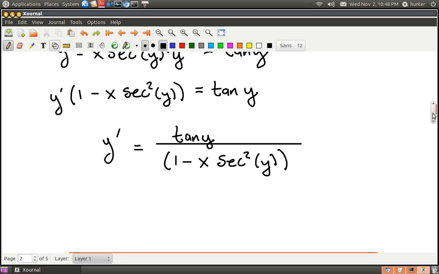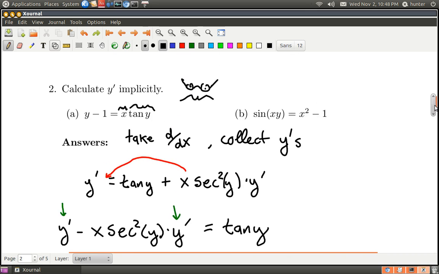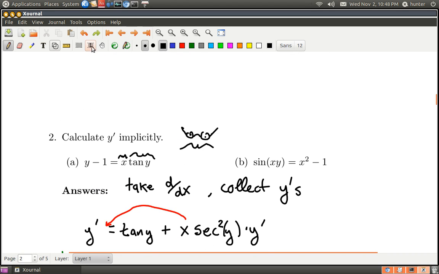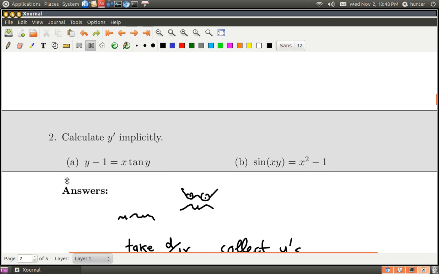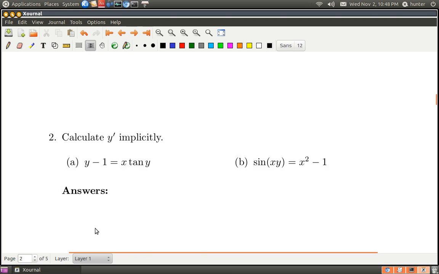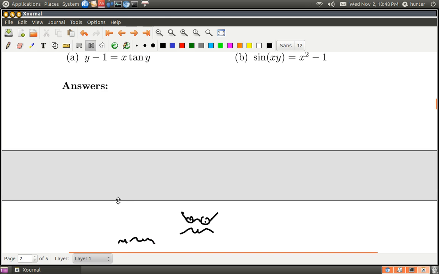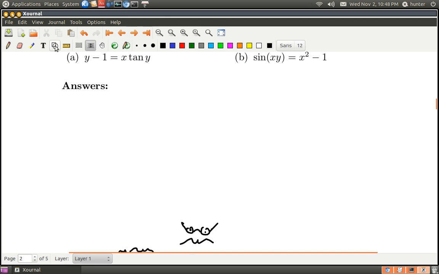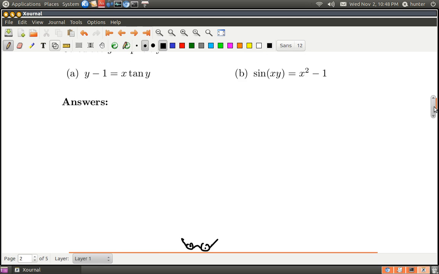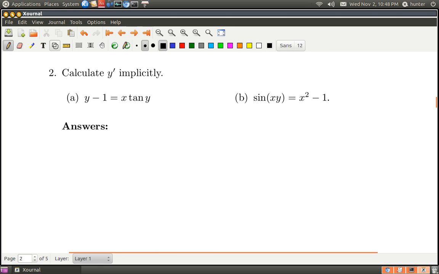Now let's go do the second one. I think this second one is much easier. So get rid of this scary picture. Now let's do this one. It's sine xy equals x squared minus 1. This is going to be much easier because there is only one y, so I don't have to do that hard algebra at the end.